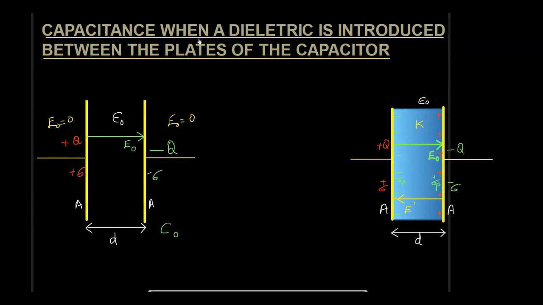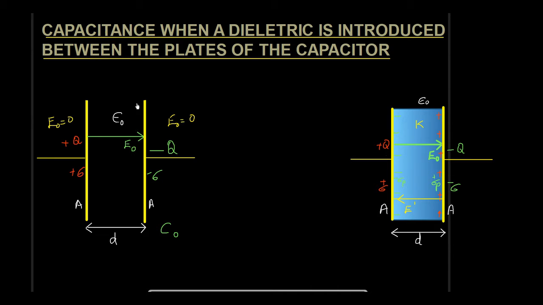Capacitance when a dielectric is introduced between the plates of the capacitor. Consider a parallel plate capacitor of capacitance C0 with the plate area A each. Plates are separated by distance d apart and plates are charged with plus Q on one plate having charge density plus sigma and minus Q on the other plate with charge density minus sigma.